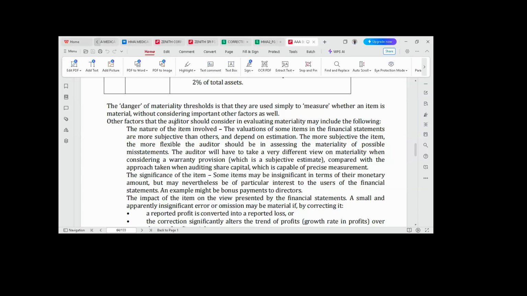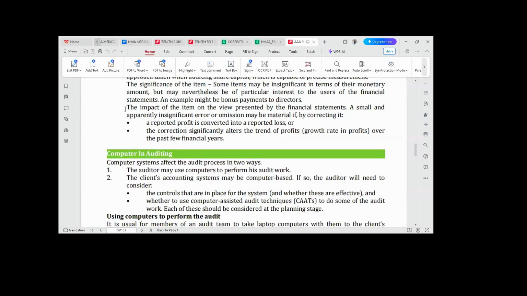Last time we started discussion on chapter 7, which is planning. In planning, we have looked at what is audit risk. We have looked at materiality. Today, we are moving on with the other aspect, which is, we said that in planning for an audit engagement, there is need for these considerations to be made.